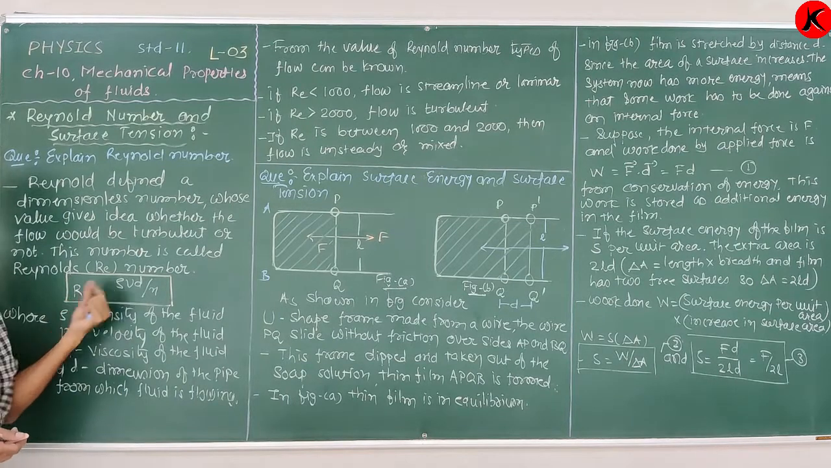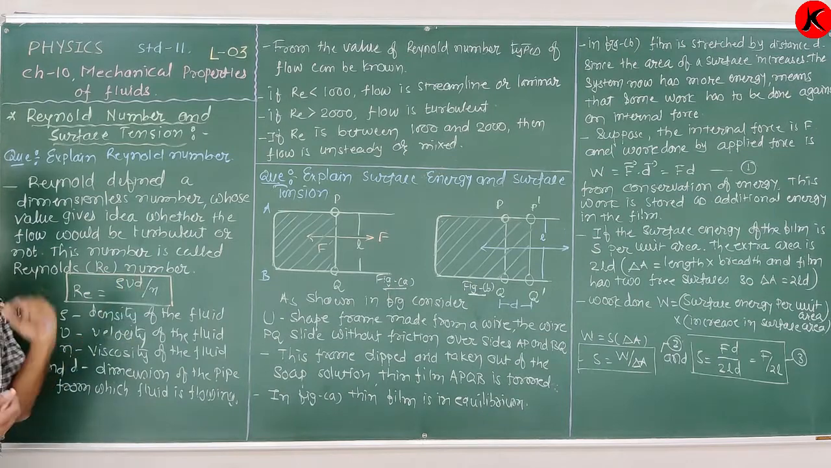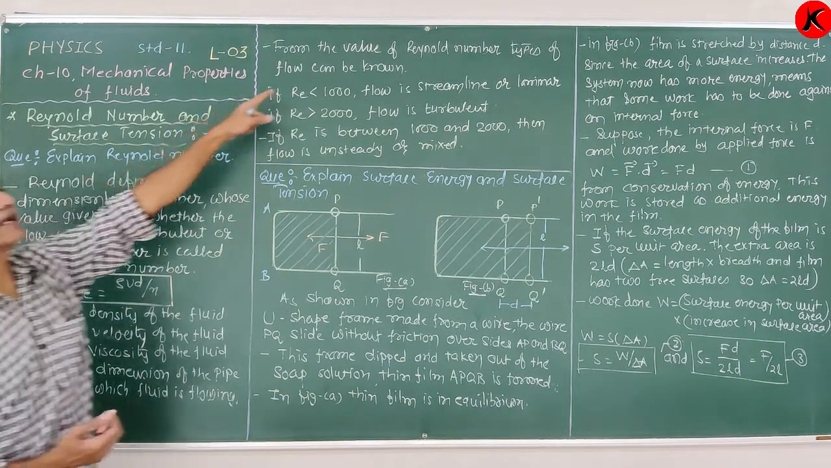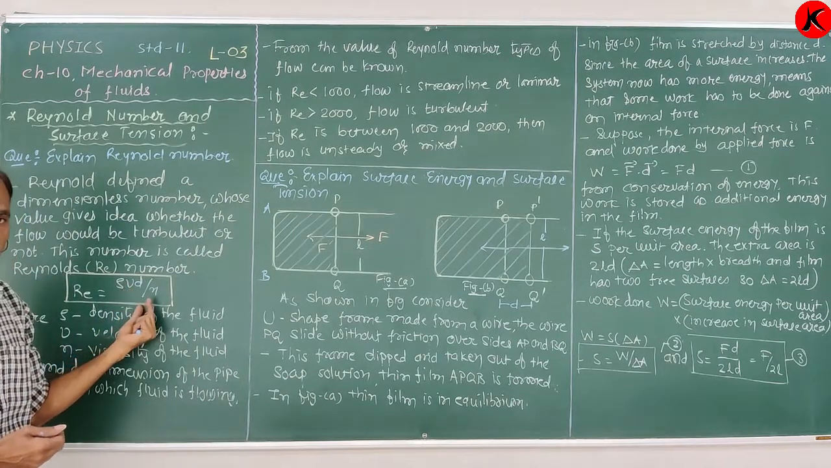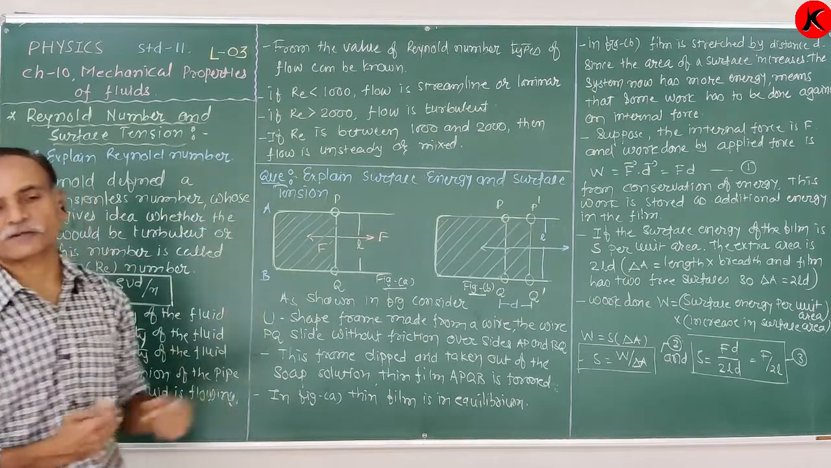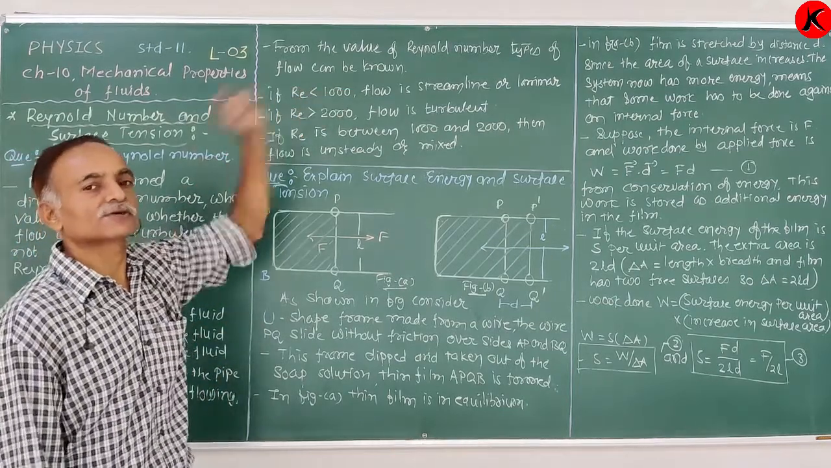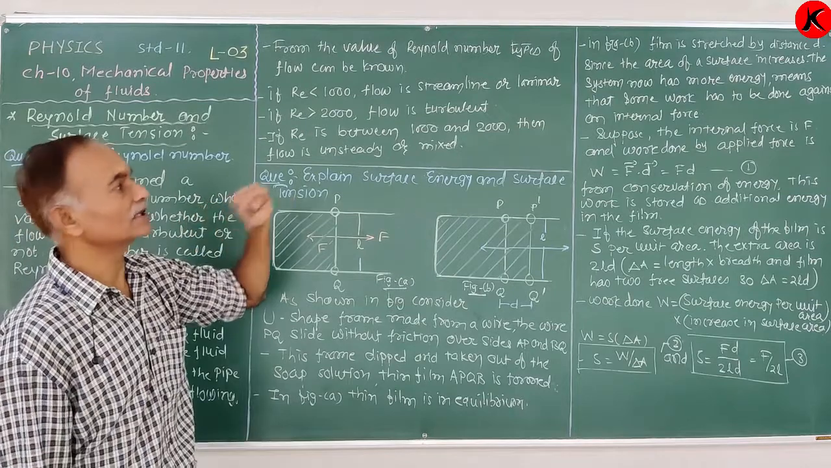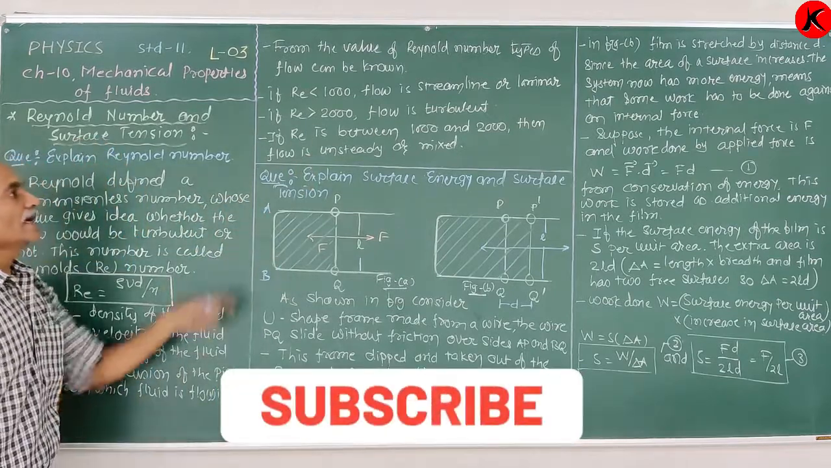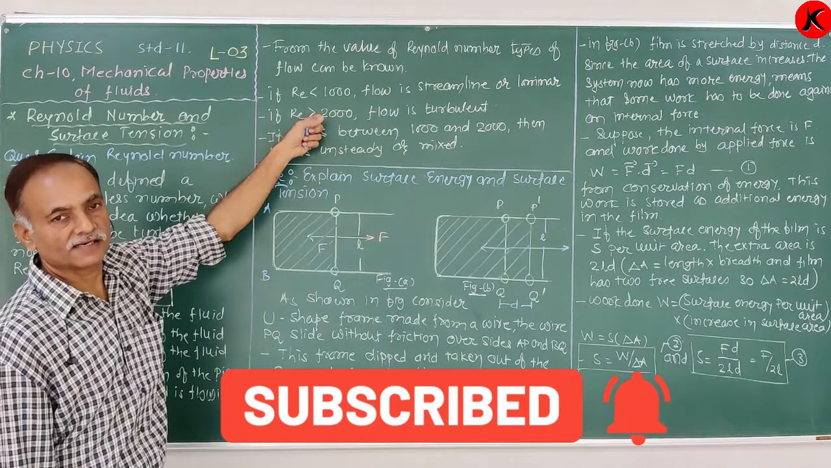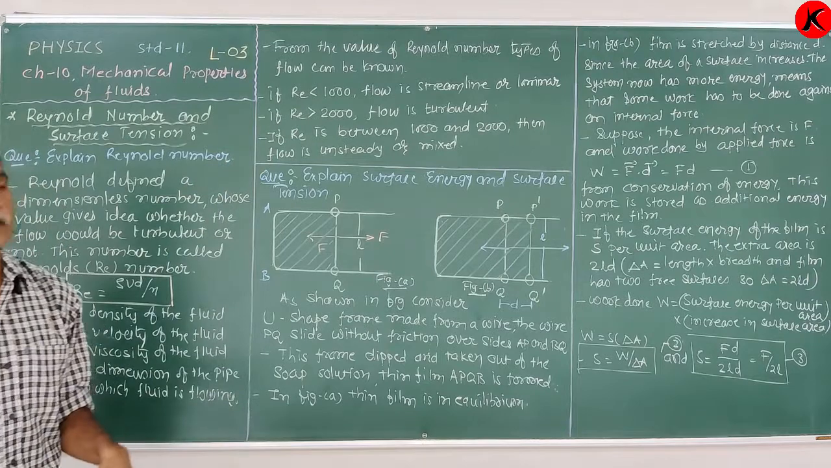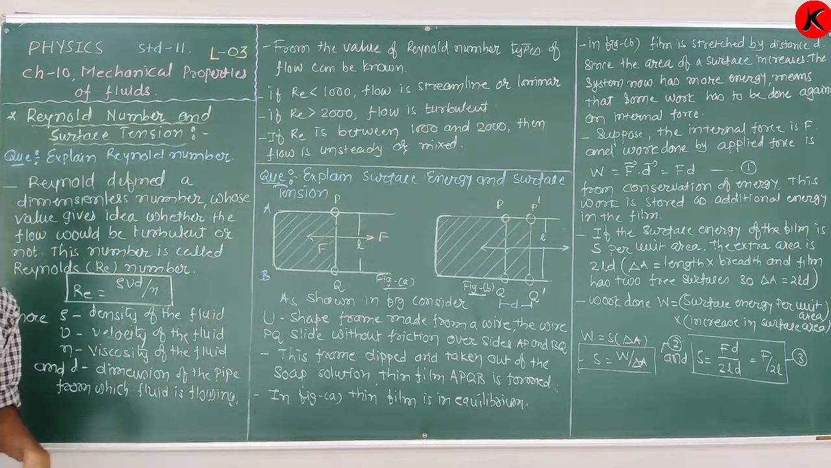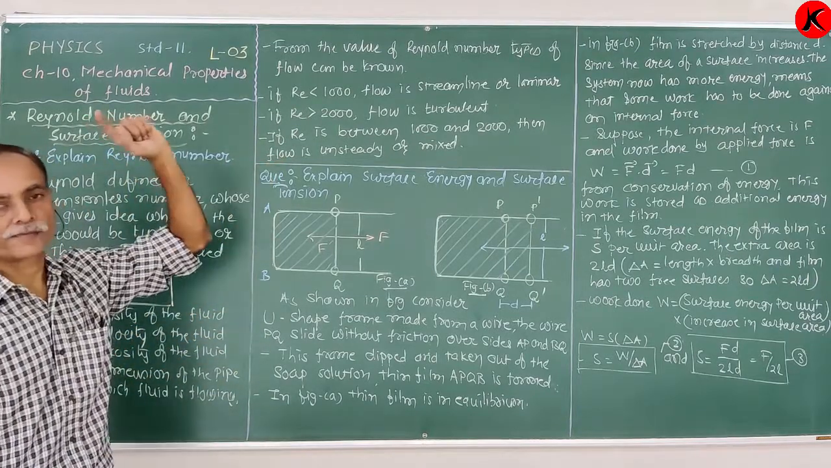From this equation, RE is equal to rho Vd upon n. If we know the value of rho Vd upon n, we can know the type of flow. Let us substitute the values of rho, V, d and n in this equation, and if the value of RE obtained is less than 1000, the flow is streamlined, steady or laminar flow. If the value of RE is greater than 2000, the flow is turbulent, and if the value of RE is between 1000 and 2000, then the flow is unsteady or mixed flow.